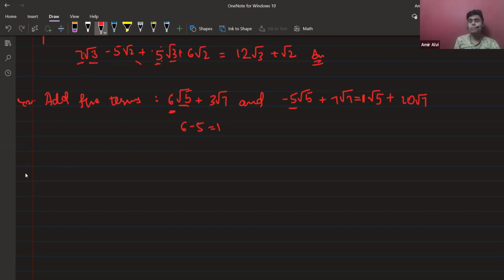Let's multiply and divide. That's a little bit of a new thing for you. So let's do that. The second topic is simplification of rational numbers.